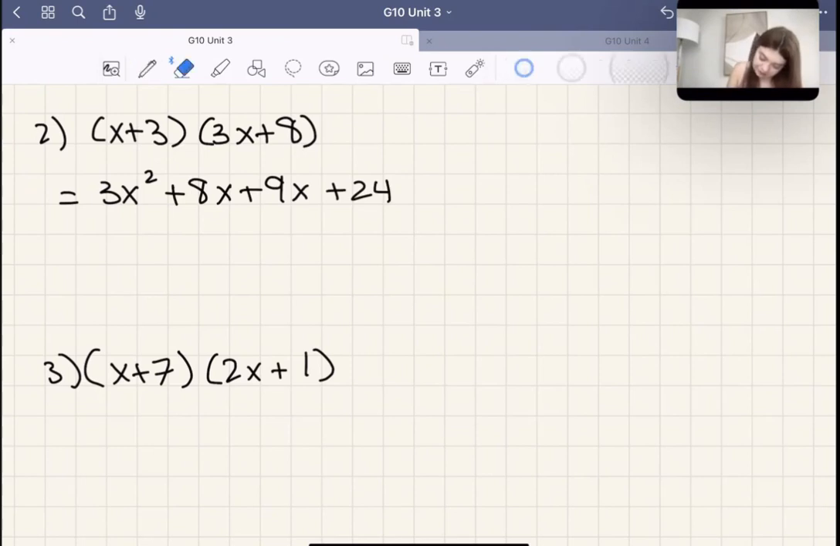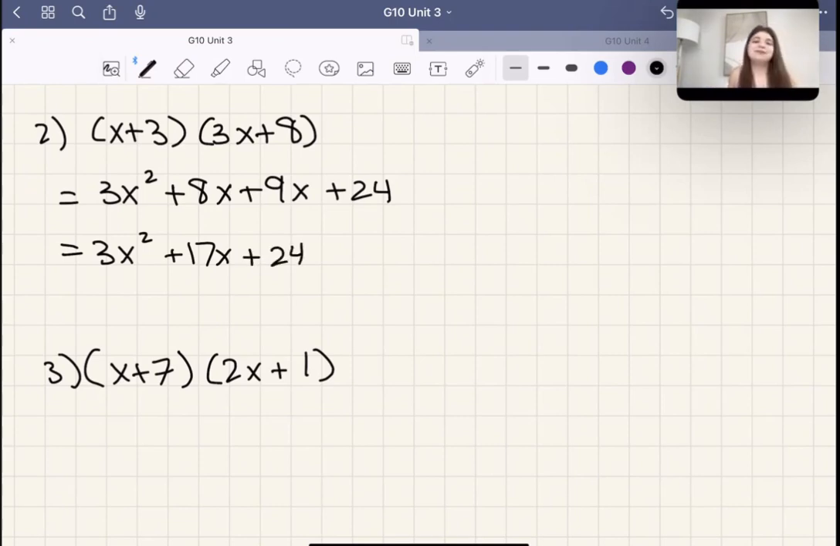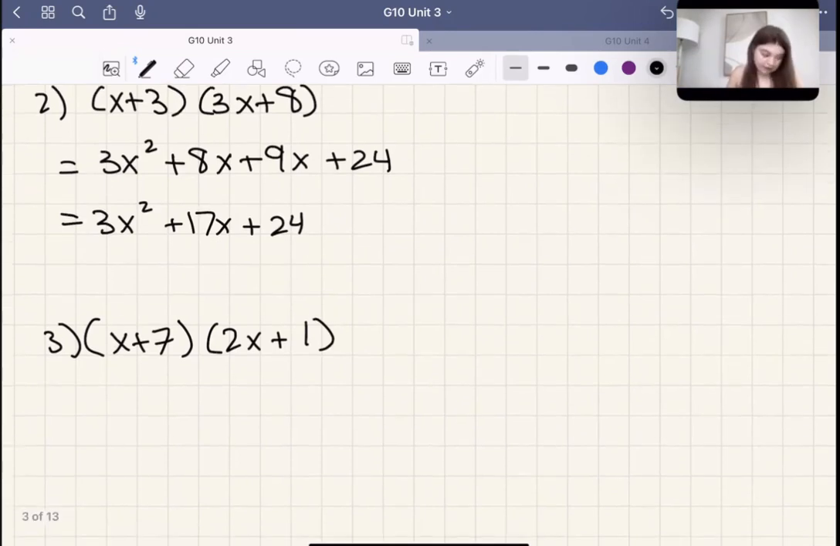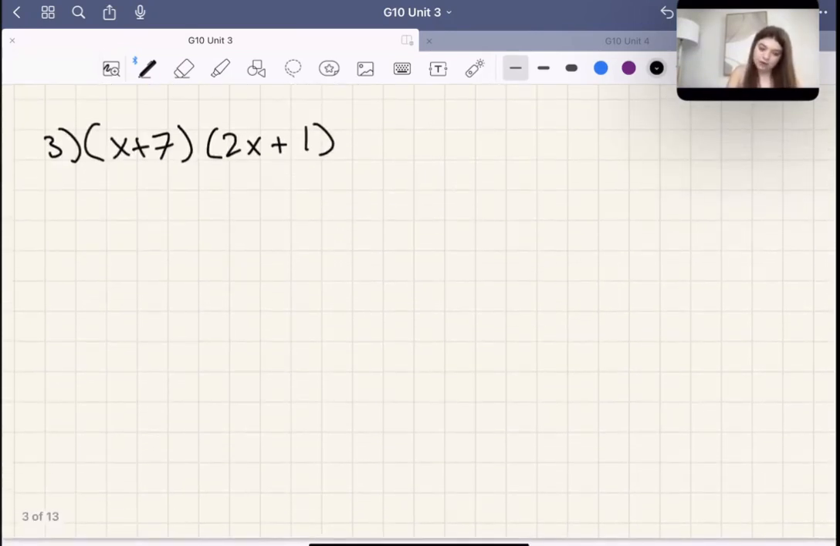And then last but not least, what are we going to do? We're going to collect those like terms, the 8x and the 9x together, to get 17x. And there we go. Awesome. Okay. Let's go ahead and move on to number 3.